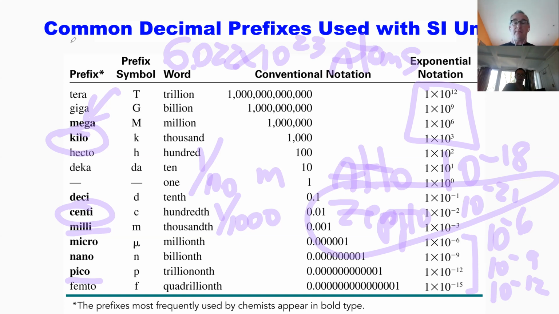But the ones you should remember and focus on are kilo, centi, milli, and micro. Those are the ones that we're going to be doing over and over again. So if your brain could only handle so many, those would be the 4 I would try and remember.